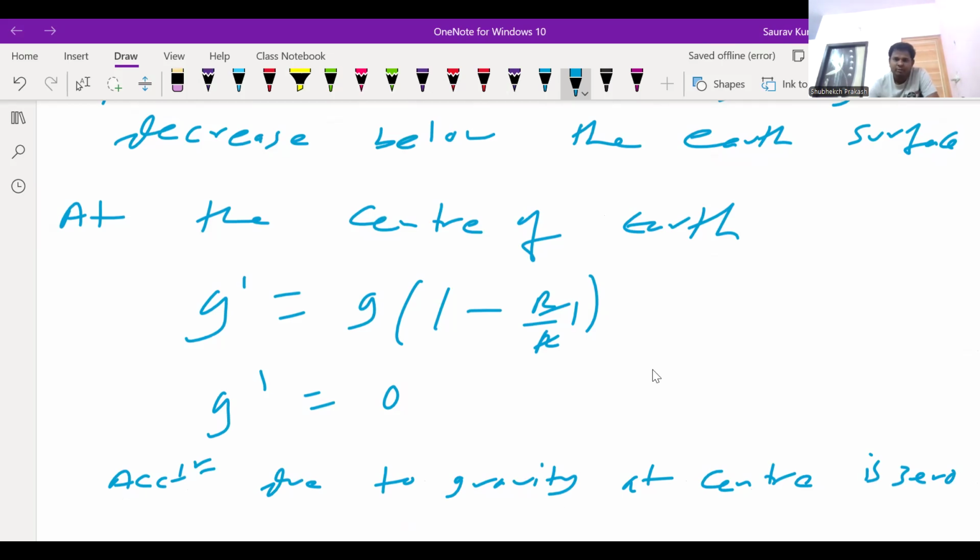For today, this much only, and in the next lecture we are going to do gravitational field and gravitational intensity, and gravitational potential energy and escape velocity also.